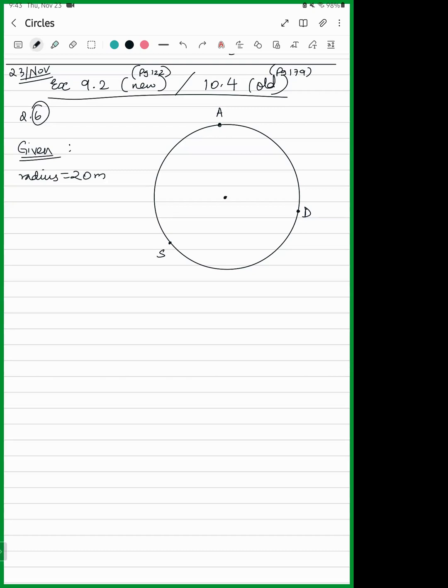Each having a toy telephone in their hands to talk to each other. Find the length of the string of each phone. Okay. So what are they saying? Find the length. They are having a toy telephone in the sense that their telephone strings are like this. I have made it a little bit wrong. Let me just correct my diagram.